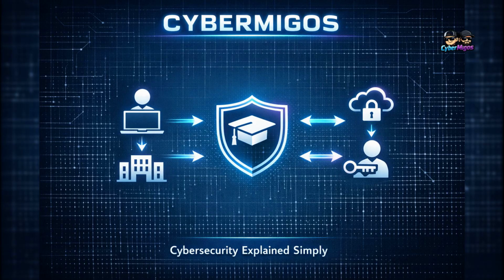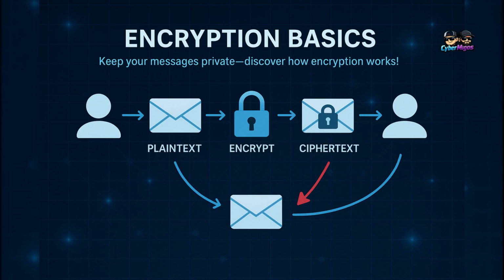Today we're breaking down encryption basics and how it protects your information every time you use the internet. Encryption is the process of turning readable information into unreadable code. Only someone with the correct key can convert that encrypted data back into its original form. Without that key, the information is useless to attackers.